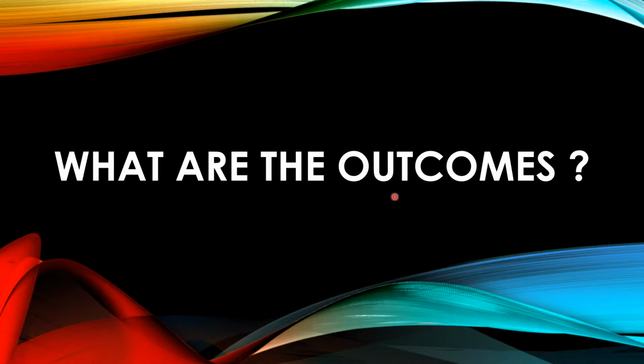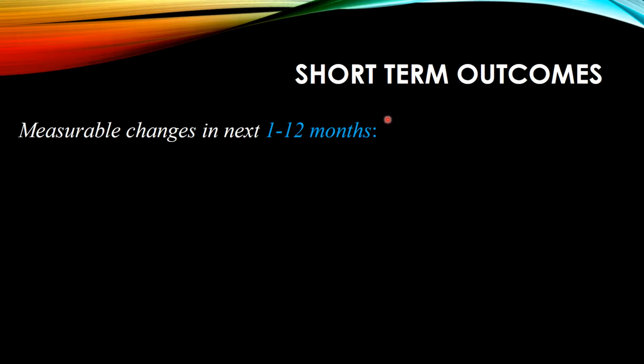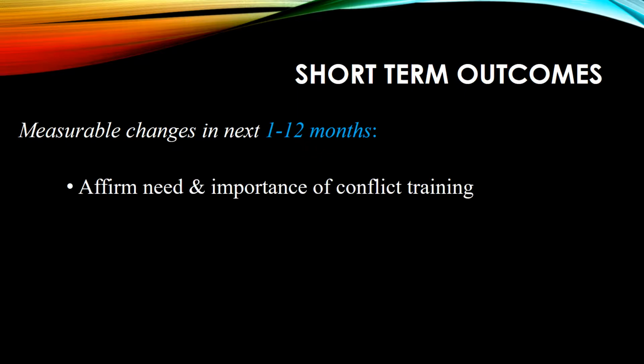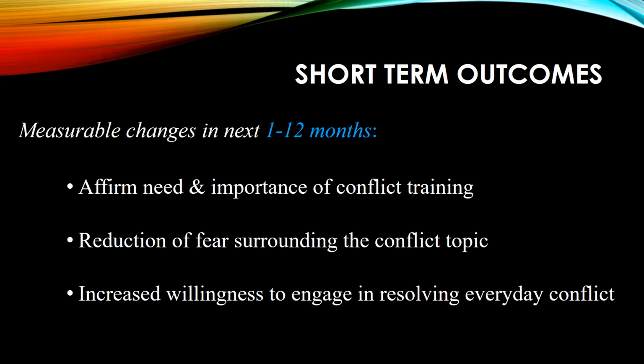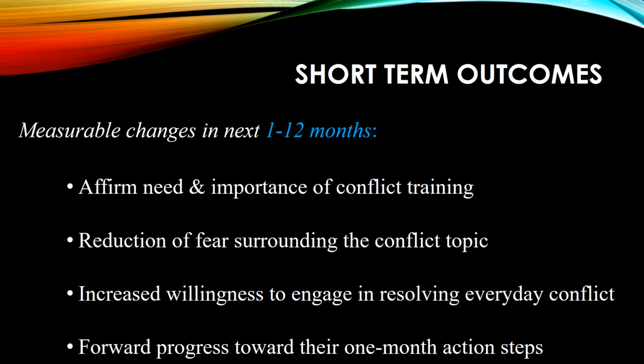Okay, so what are the outcomes? Well, short term, and these are short term in the sense that they're 1 to 12 months, we want to affirm the need and importance of having conflict training. We also want a reduction of fear surrounding the conflict topic. We also want to see a willingness to engage in resolving this everyday conflict. And finally, for short-term outcomes, we want forward progress towards their 1-month action steps.